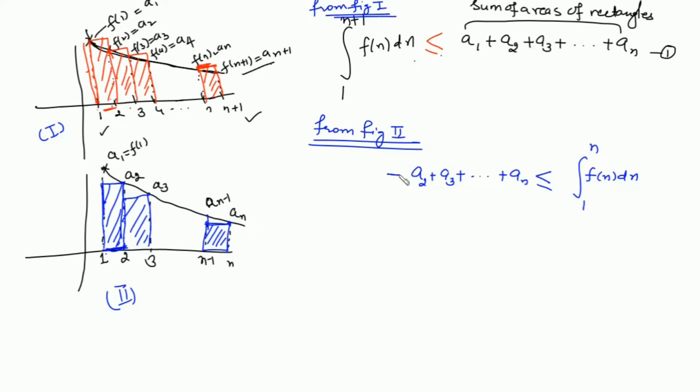right? Now we will add a1 to both sides. The inequality remains the same because all these terms are positive. So we can add a1 to both sides. Now call this equation 2.